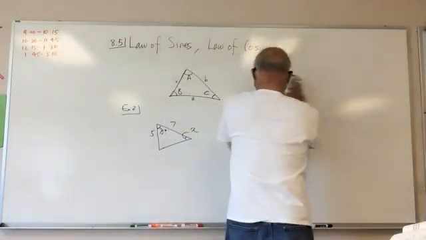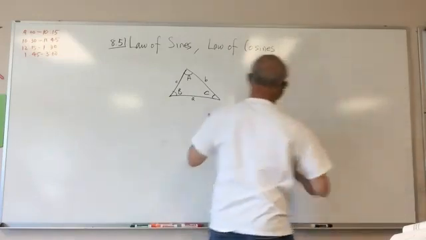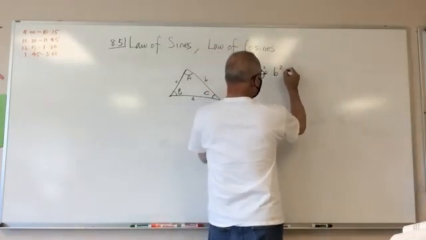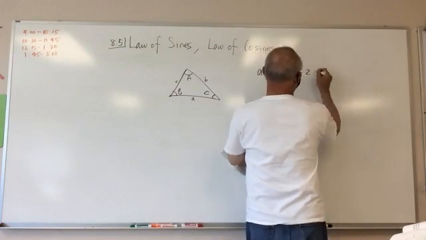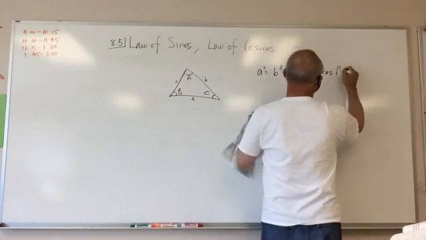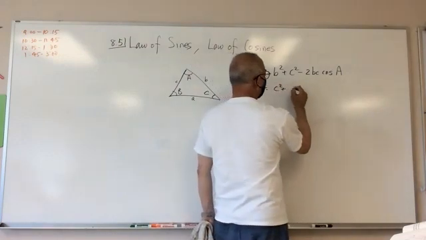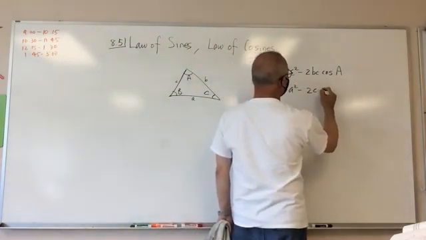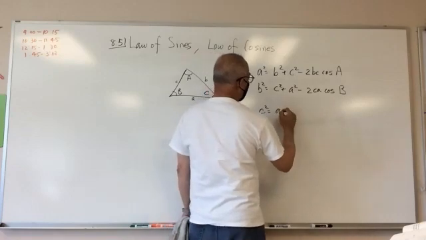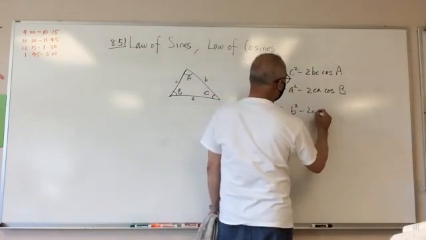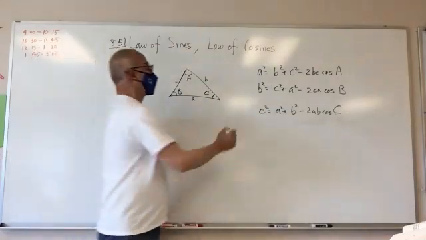The law of cosines says, for the same triangle, that a squared is equal to b squared plus c squared minus 2bc cosine A. Then b squared is equal to c squared plus a squared minus 2ca cosine B. And c squared is equal to a squared plus b squared minus 2ab cosine C. This here is the law of cosines.